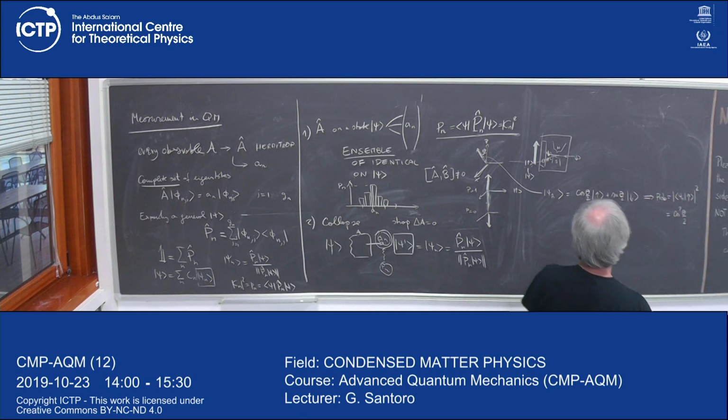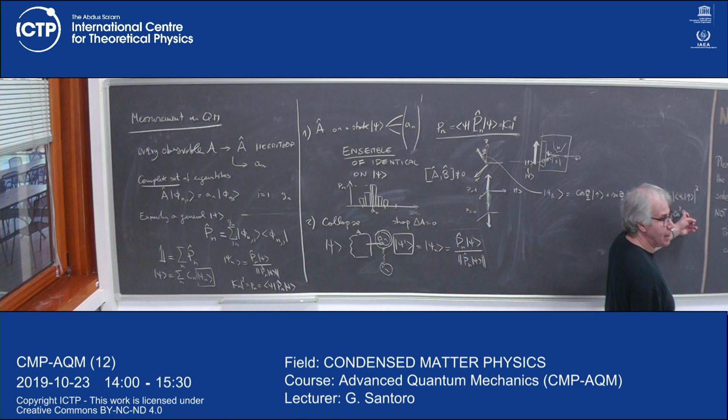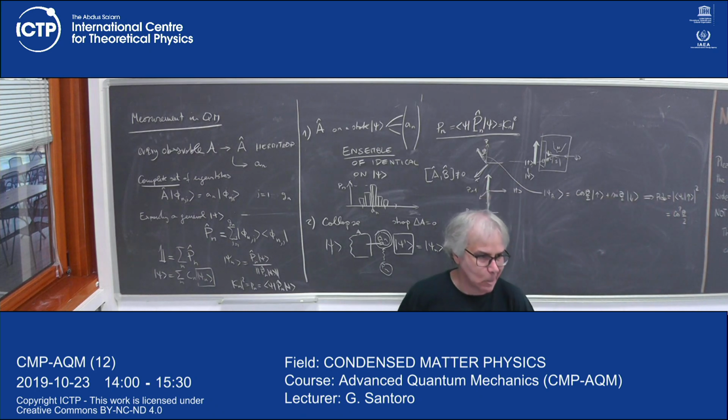So for theta equal to 0, probability 1. For theta equal to pi, probability 0. Anything in between, here it is the probability.